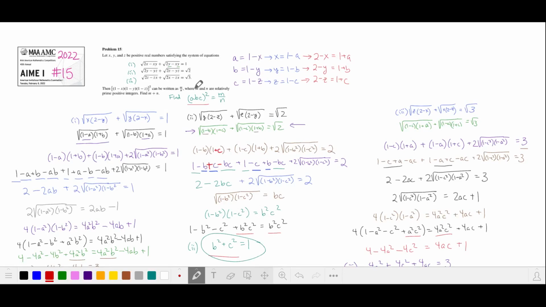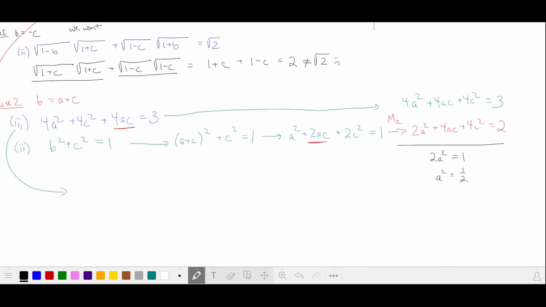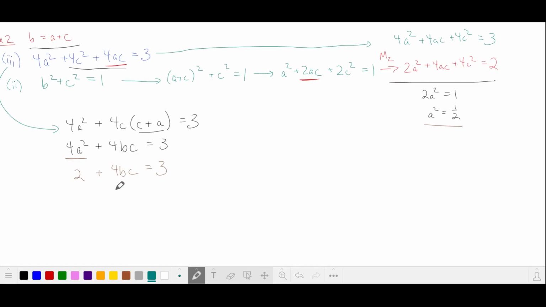Now all we have to do is find the square of b and c. We can find c if we rewrite equation 3 by factoring out 4c from these last two terms. The c plus a is equal to b. A squared is equal to a half, so this term is 2. Now we can solve for the product of b and c at the same time. And squaring, finding the product, this is 1 over 32.